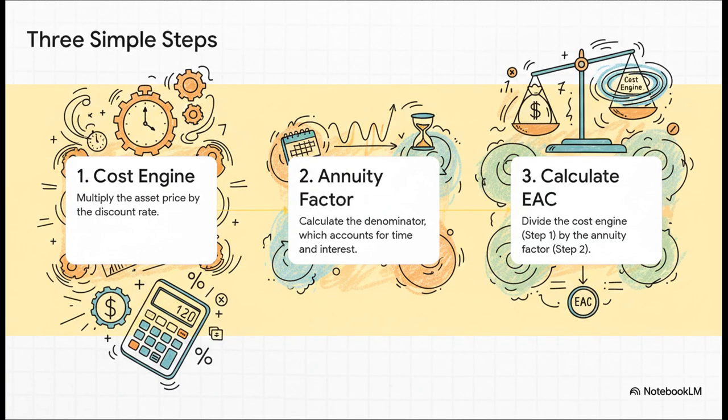And here they are. Step 1, you calculate what I like to call the cost engine. That's just the asset price times your discount rate. Step 2, you calculate that annuity factor. That's the denominator we just saw, which handles the time and interest. Finally, step 3, you just divide step 1 by step 2. That's it. That process gives you the annualized capital cost, which is really the heavy lifting of the whole calculation.